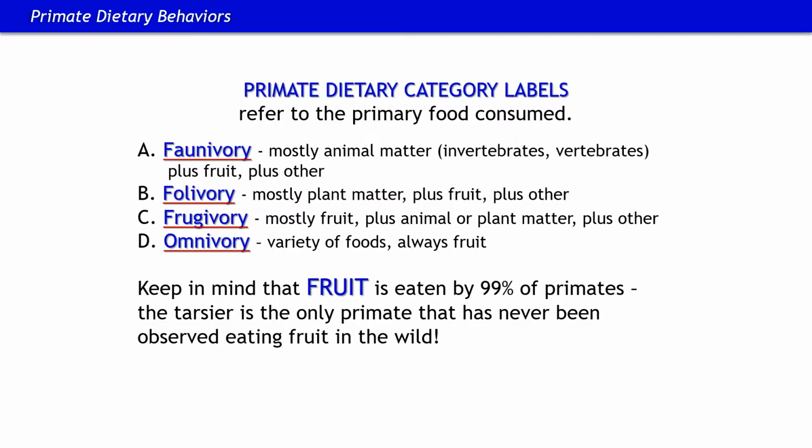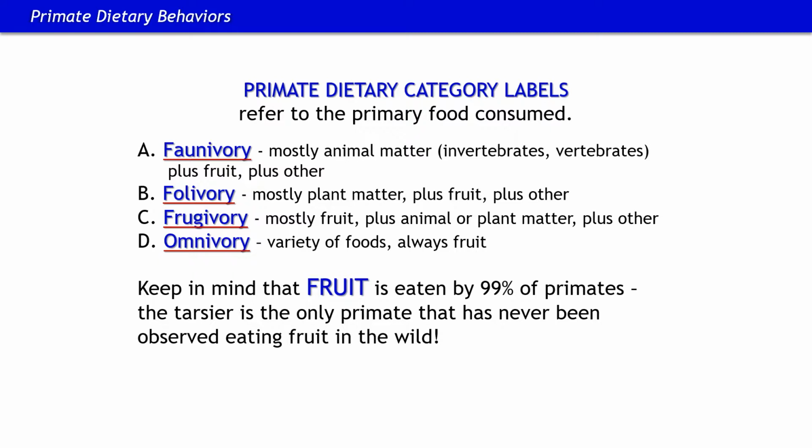Primate dietary behaviors. So we're switching gears now, and we're going to take a look at primate dietary category labels, and we'll be picking this up in the next lecture to finish it out. Primate dietary category labels refer to the primary food consumed. Faunivory, also known as insectivory, is mostly animal matter. That means invertebrates, insects, arachnids, etc., and vertebrates, small reptiles, etc., plus fruit, plus other.